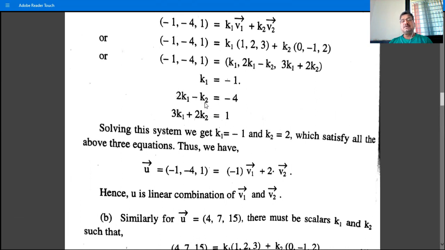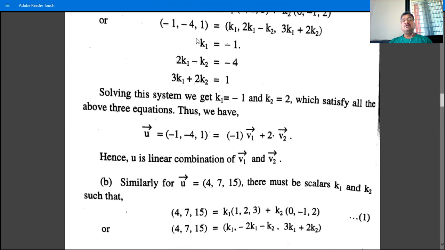So we will solve the first two equations. K1 is -1, and the second equation gives K2 is 2 after substituting K1 is -1. If we substitute these values of K1 and K2 in the third equation, it satisfies all the three above equations, that is, this satisfies the third equation. And therefore, these are the values of K1 and K2.